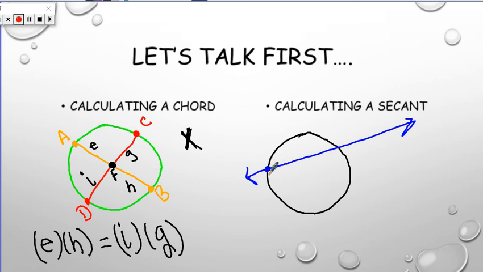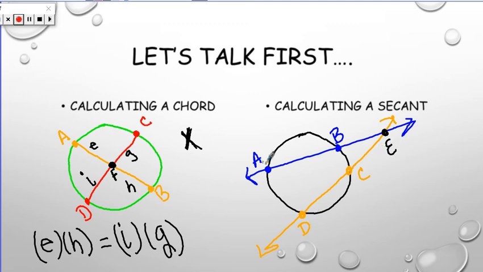And I'm going to call this point where it intersects the circle as A. Where it intersects the circle here as B. Then I'm going to draw another secant. And where it intersects the circle, I'm going to call C. And where it intersects the circle here, I'm going to call D. And where they intersect outside the circle, I'm going to call E.